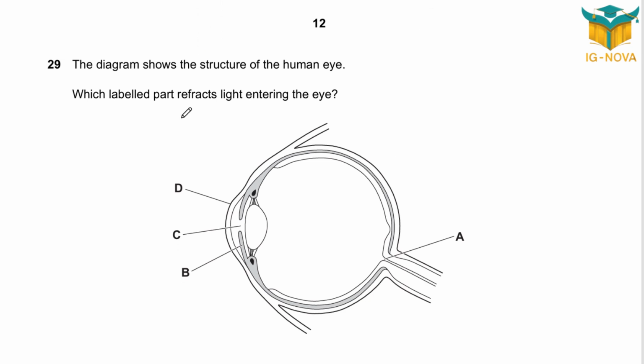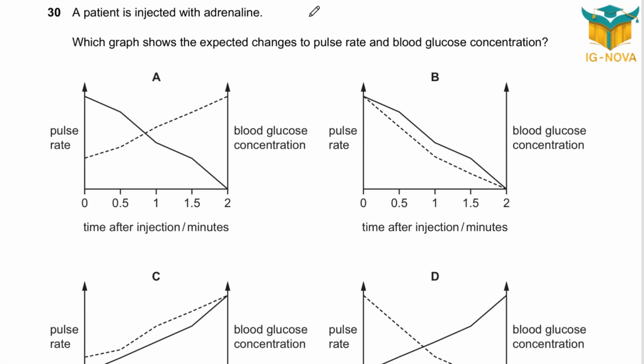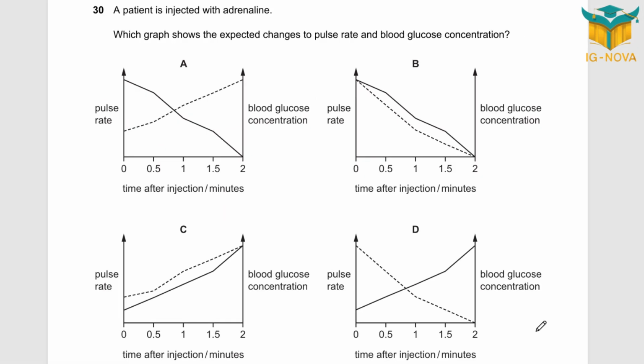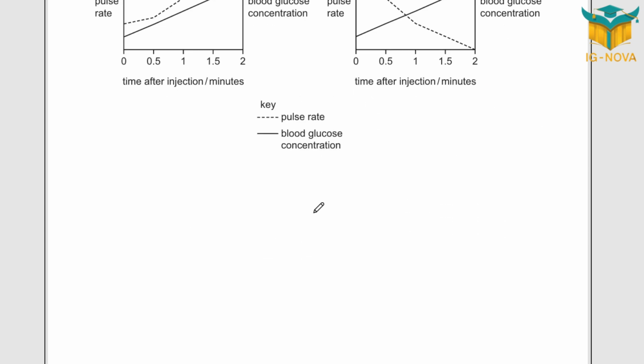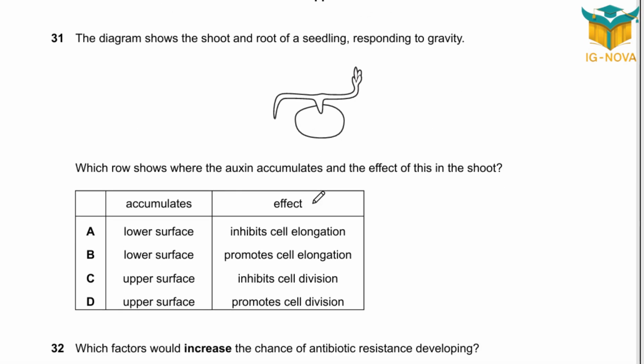29. Refract, cornea. Fact. D. Refract, cornea. Because of adrenaline, many things will increase. Blood glucose concentration, breathing rate, breathing depth, heart rate, all of them increase. So pulse rate, blood glucose concentration, all will go up.